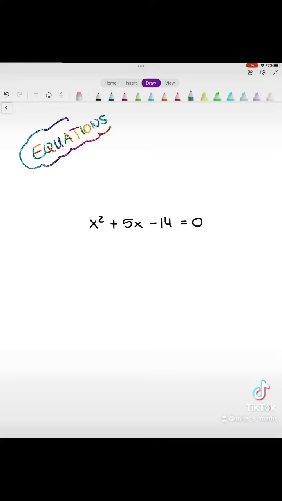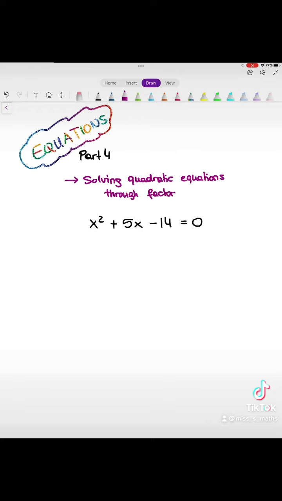This is part 4 on equations, and in this video we'll have a look at how factorizing can actually help us solve quadratic equations. Now, we already know how to factorize quadratics, and we'll use that same procedure right there. We just bring along our equal to 0 in the steps as well.